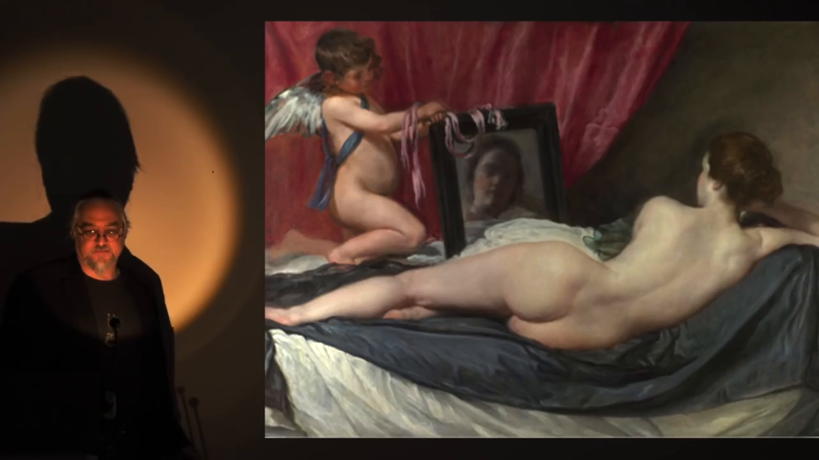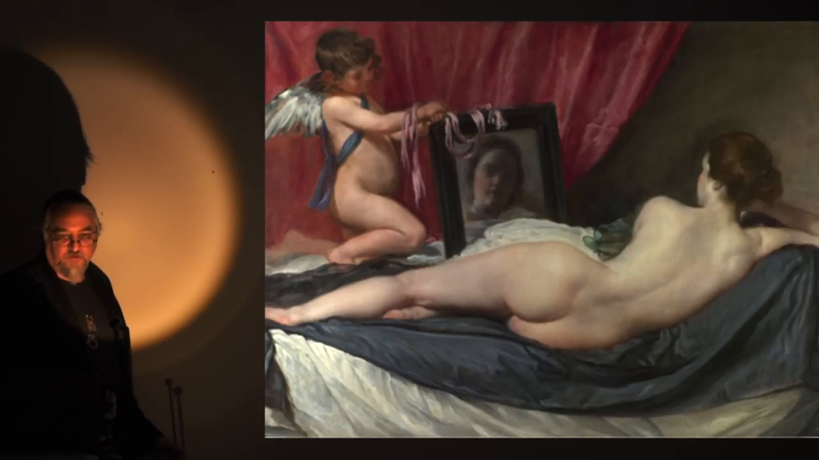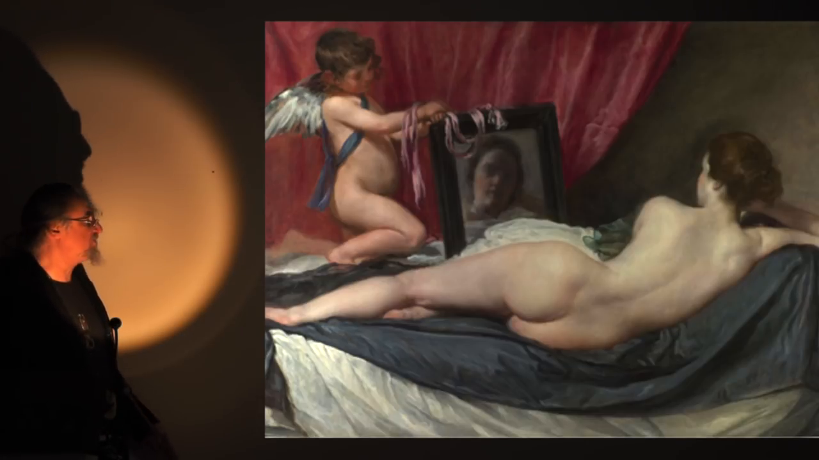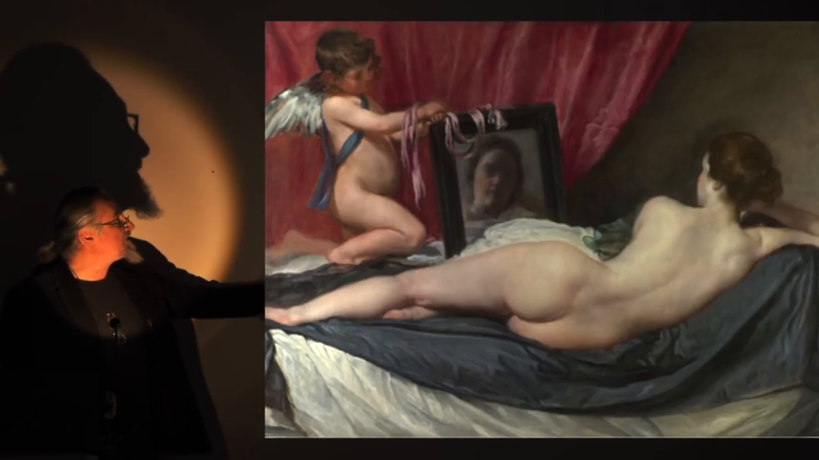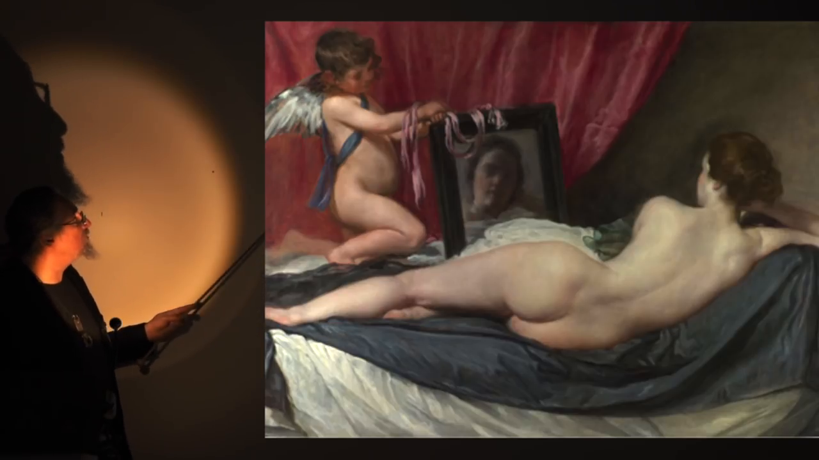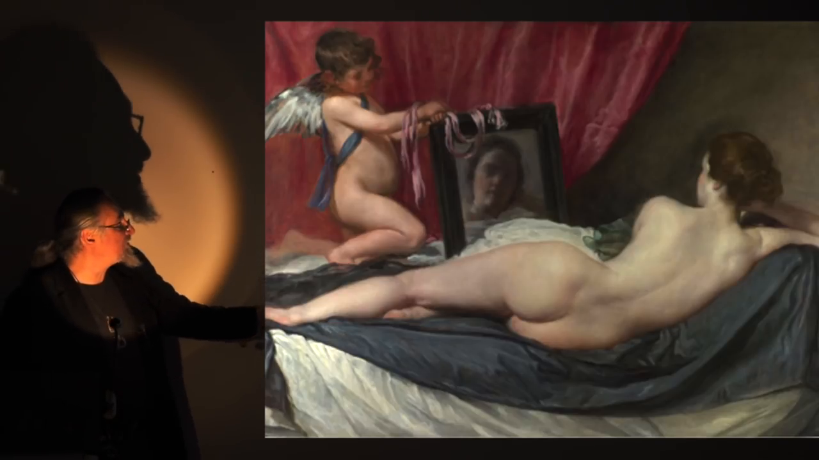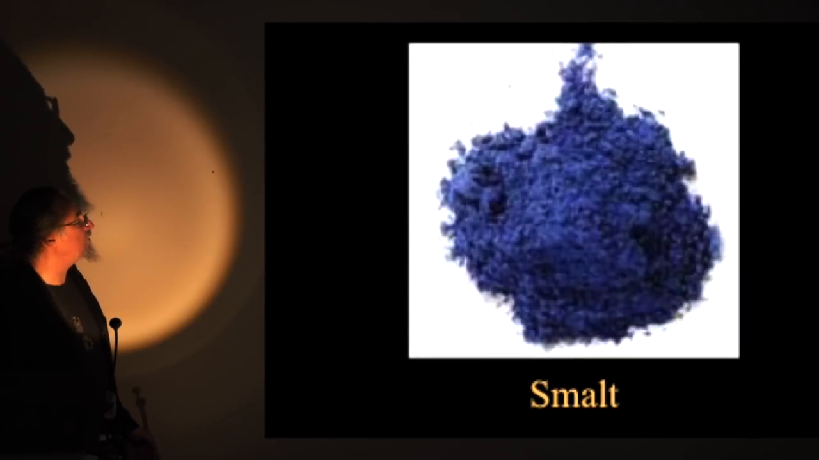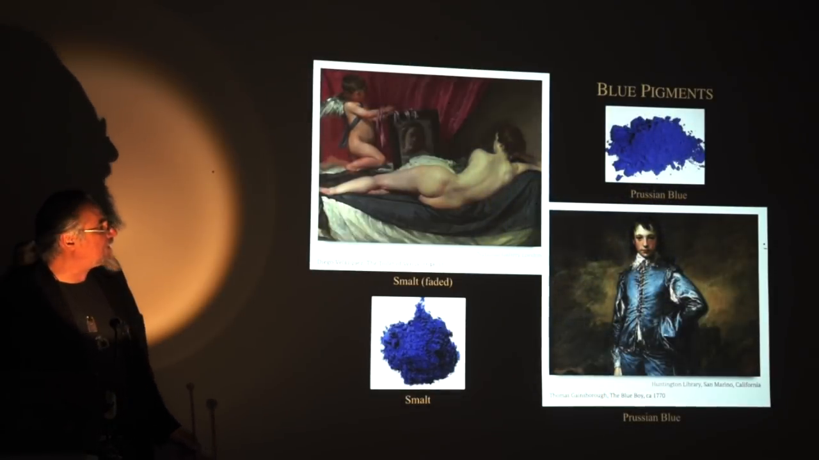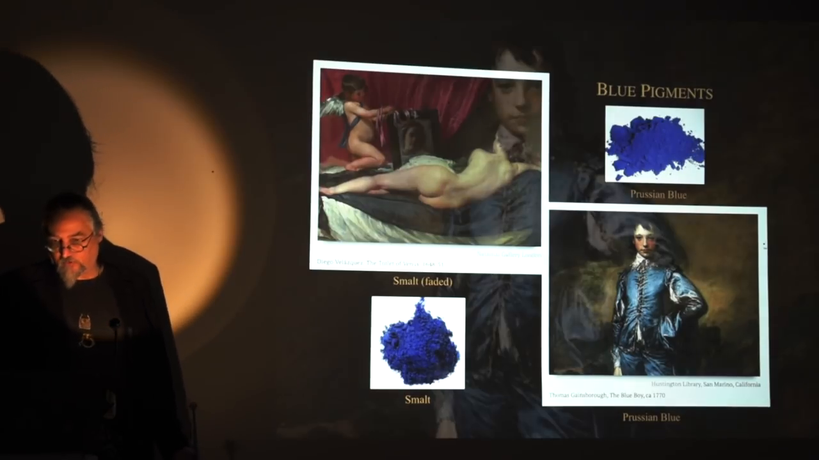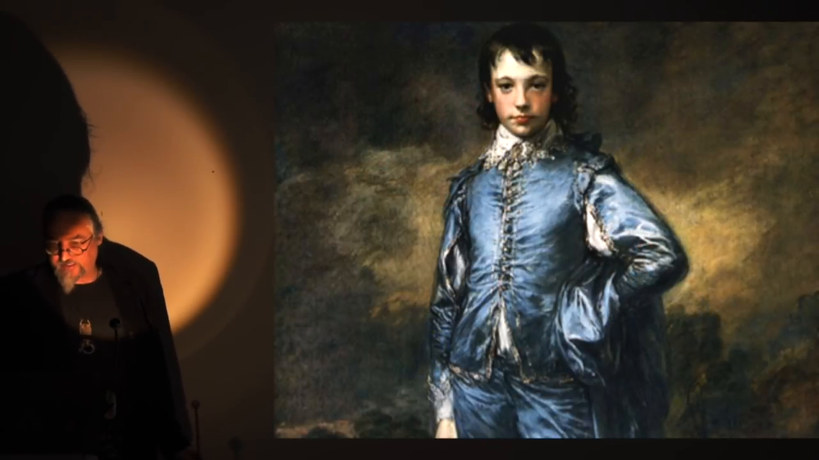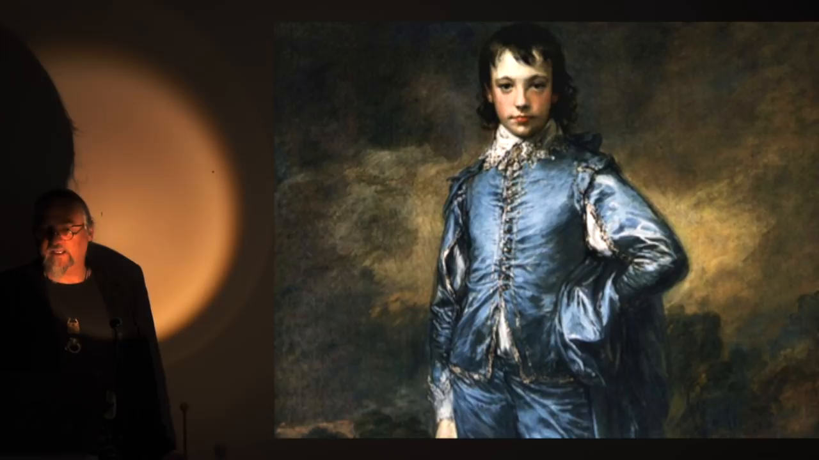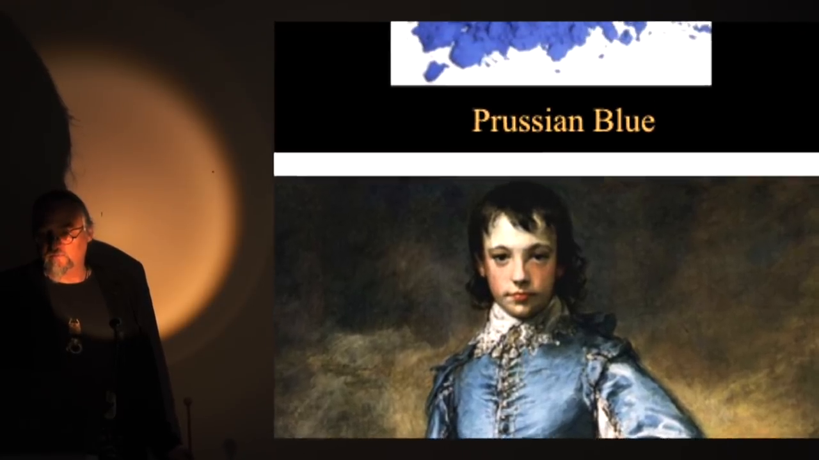Here on the left, Velázquez, his beautiful Venus, and unfortunately her robe must have been a beautiful blue color at one point in history, but he painted it with smalt and it faded over time. On the right, the famous Boy in Blue, The Blue Boy by Gainsborough, and how did he create this blue? Through Prussian blue.